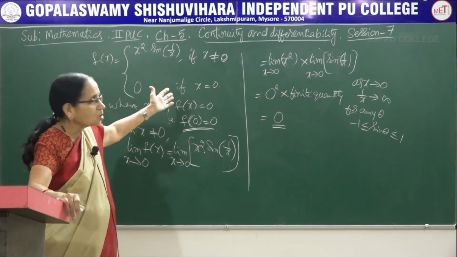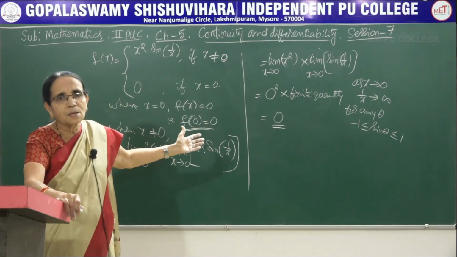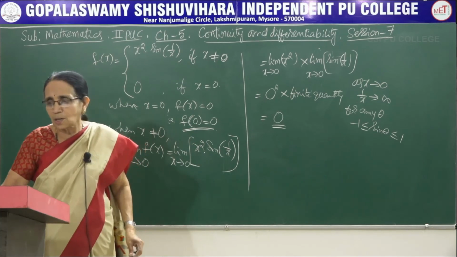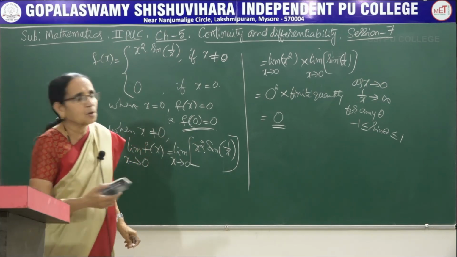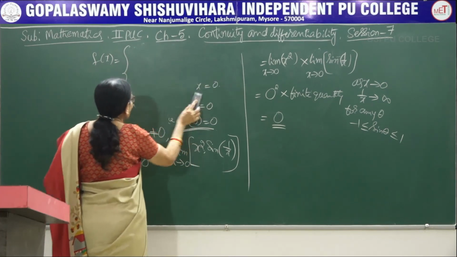When x is not equal to 0, whatever may be the value of x here, when you get the limit of that one, it would be equal to 0. So, generally we can come to the conclusion that it is a continuous function. Now, this is how we have to argue.